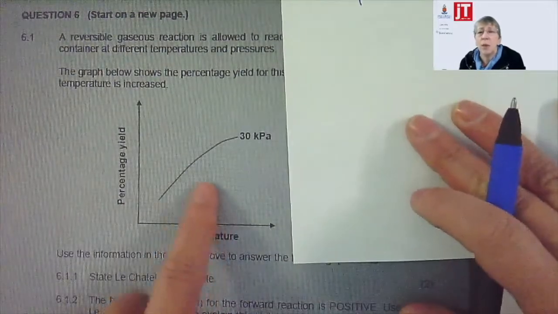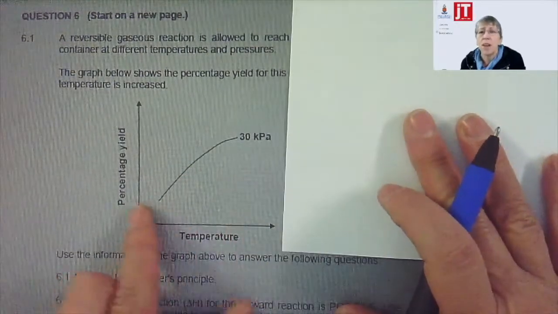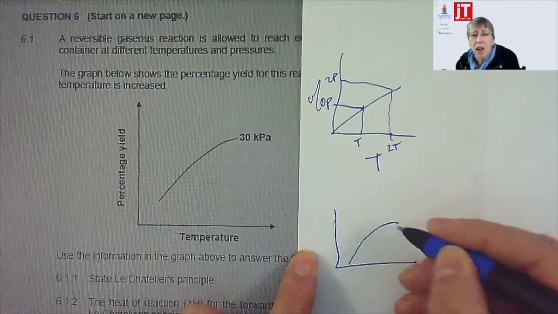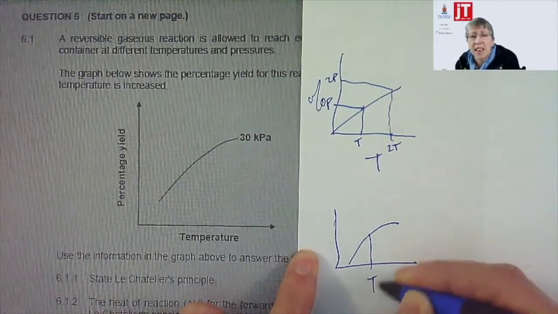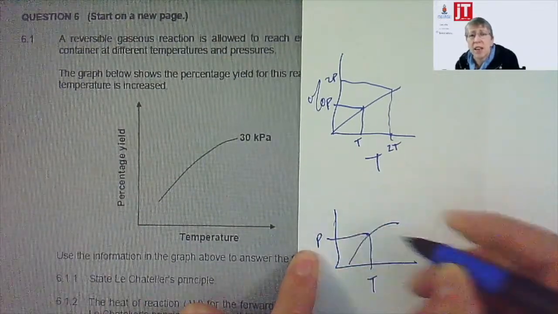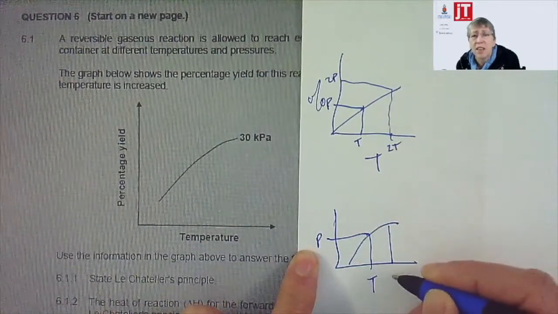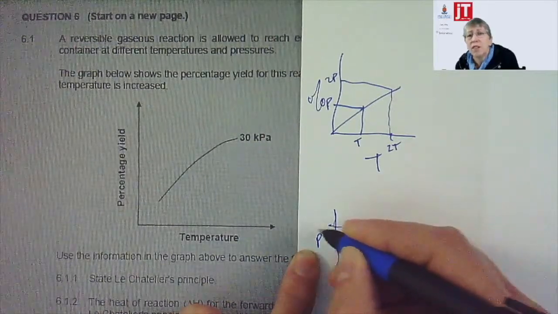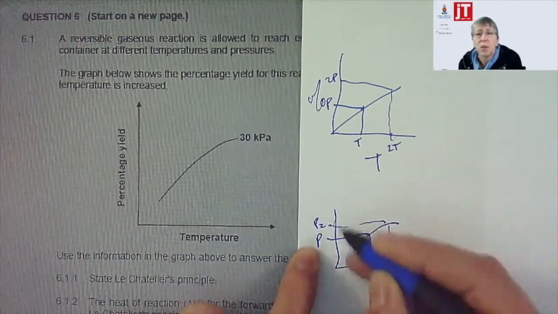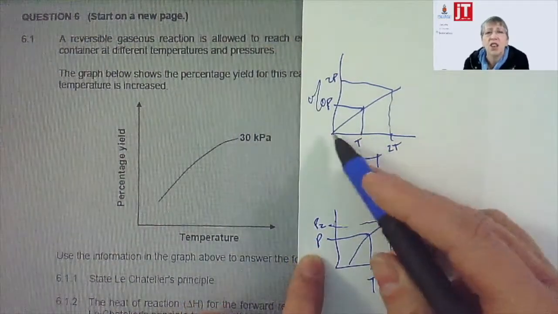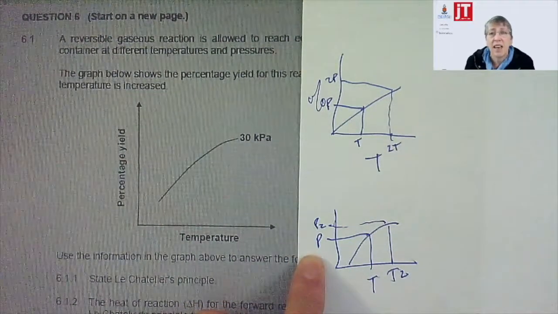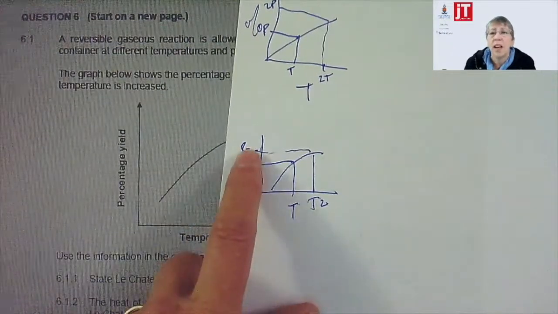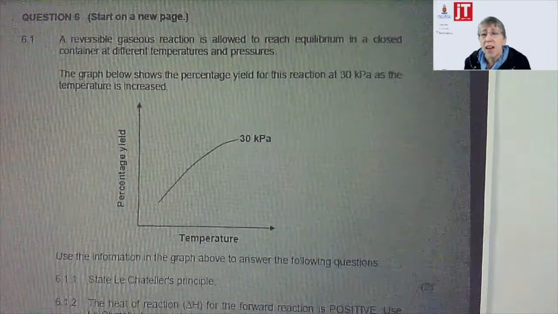The only thing that we can tell from the graph is what happens when the temperature increases. If you've got a temperature like this, you've got a percentage over there. If the temperature increases and you've got a new bigger temperature, then you will have a higher yield. It's just not in the same ratio as directly proportional. But we know a bigger temperature will have a bigger percentage yield. And now for the questions.